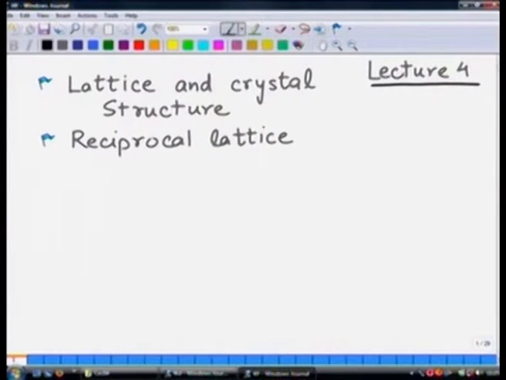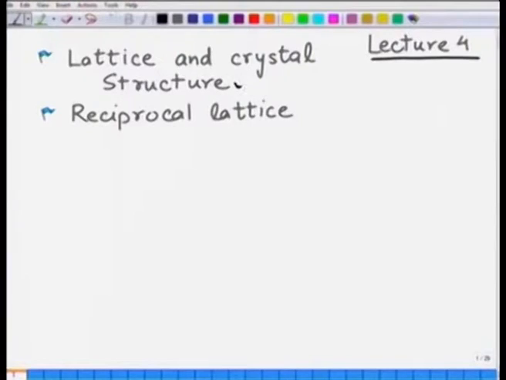This will be more of a dialogue: a question asked, an answer given, a question asked, an answer given. That is how we will move along on these two topics today. All right, so let us do that. So the first question asked: what is a point lattice?